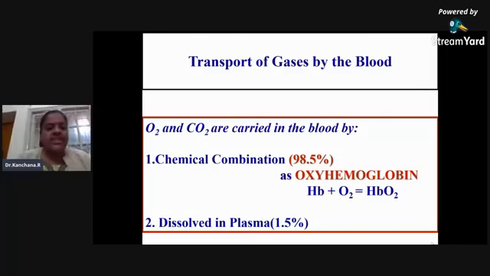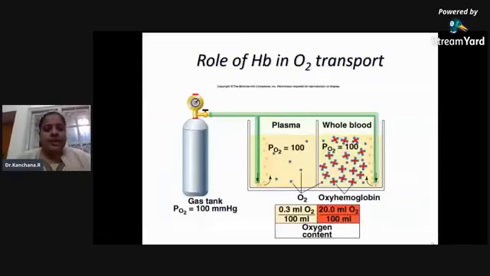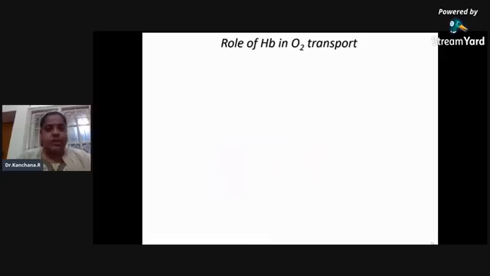Now the portion which is transported dissolved in plasma is about 1.5%, which is a very negligible amount. This picture shows how it's transported dissolved in plasma, which is about 0.3 ml of oxygen per 100 ml of blood. And in whole blood, it's transported in combination with hemoglobin, which is about 20.0 ml of oxygen per 100 ml of blood. So what's the role of hemoglobin in oxygen transport?